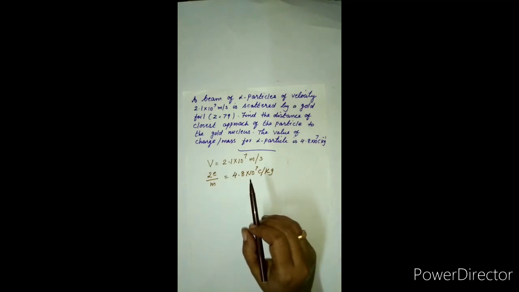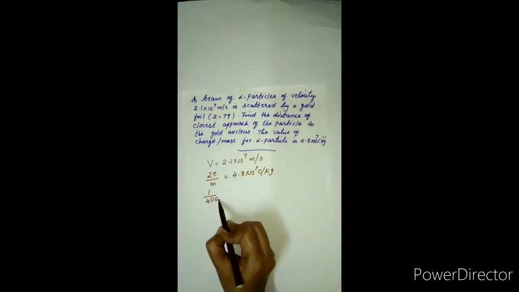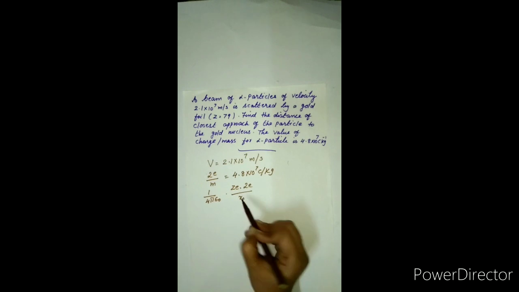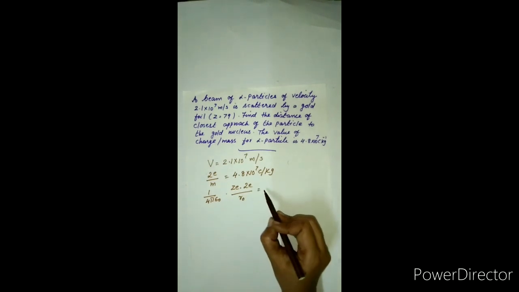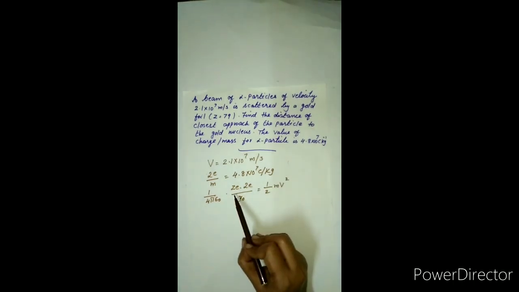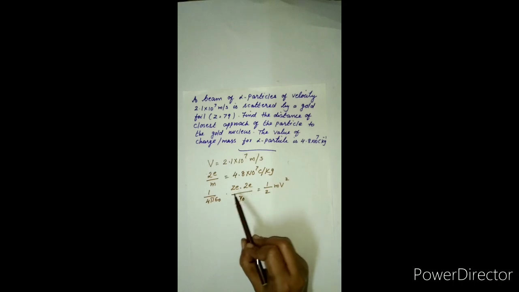Then like in the first question, electrostatic potential energy is equal to kinetic energy of the alpha particle. So what is the electrostatic potential energy? 1 by 4 pi epsilon 0 Ze 2e divided by R0 equal to, what is the kinetic energy? Half mv square. So here Q1 equal to Ze and Q2 equal to 2e. So Ze means charge of the gold nucleus, 2e is the charge of the alpha particle. You can change Q1 equal to 2e and Q2 equal to Ze also.